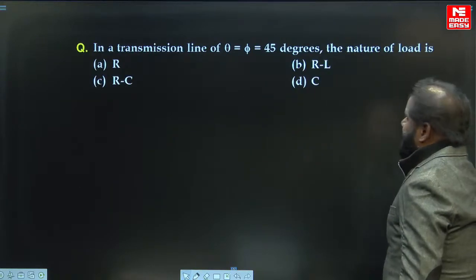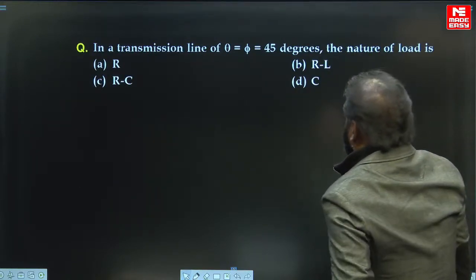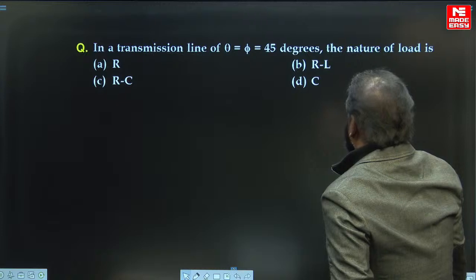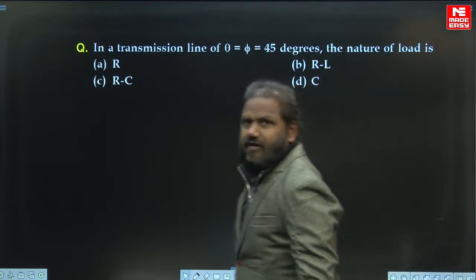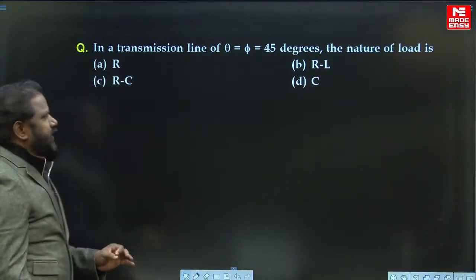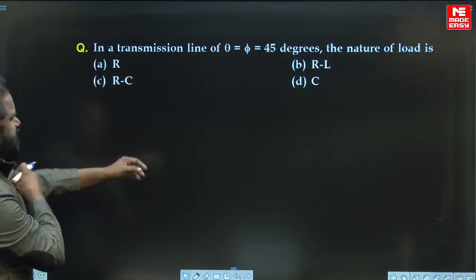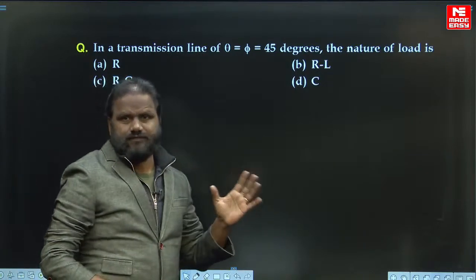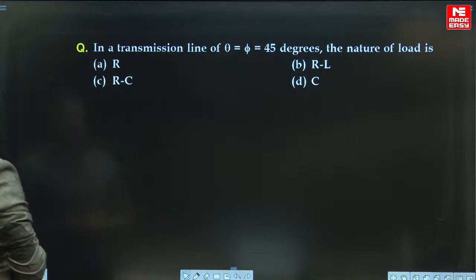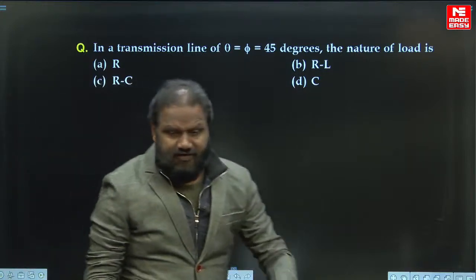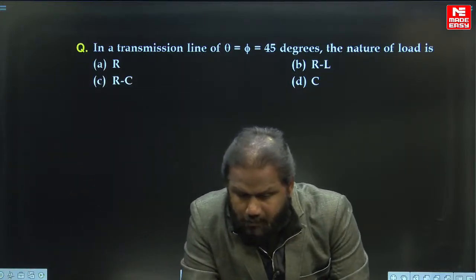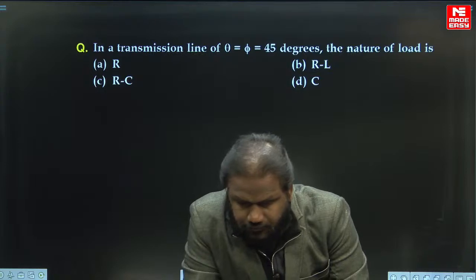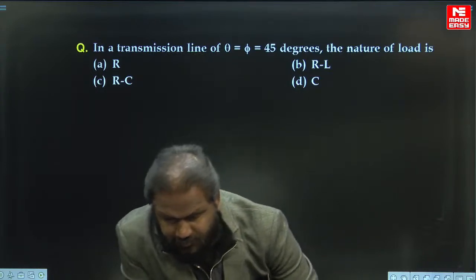Next: in a transmission line of theta equal to phi equal to 45 degrees, the nature of the load is what? This question is an excellent question, very much concept based. Please listen. Can anybody give the answer for this question? I will wait for a few minutes. Anybody, please post the answer.